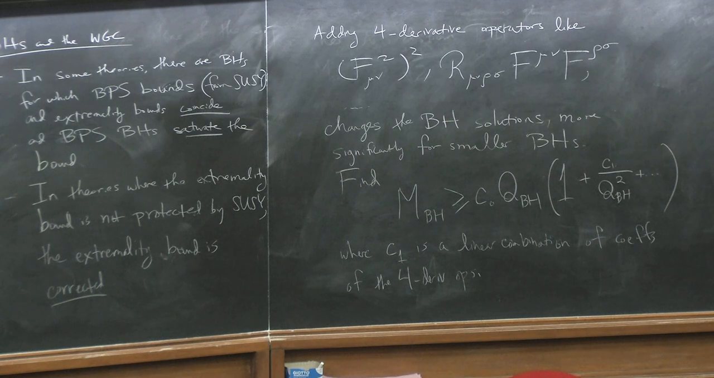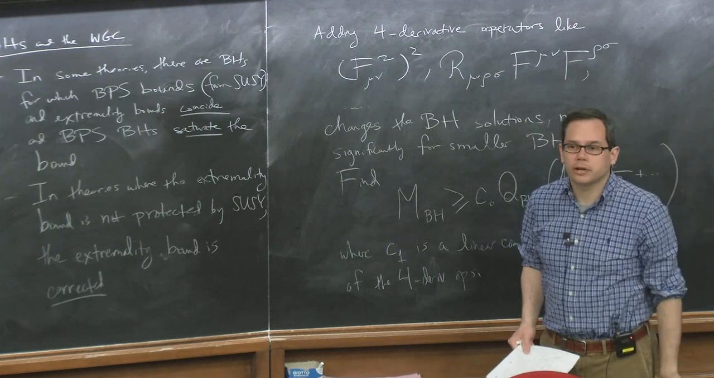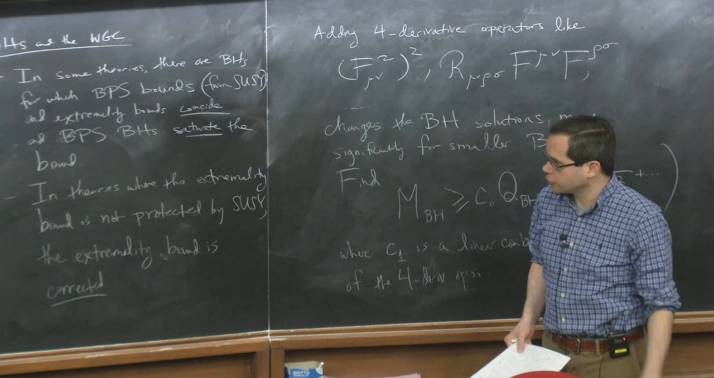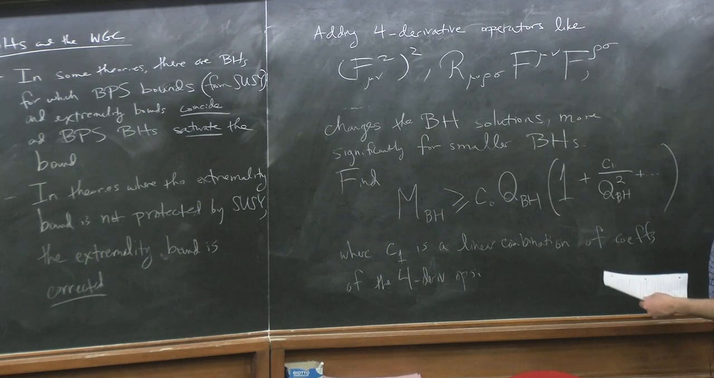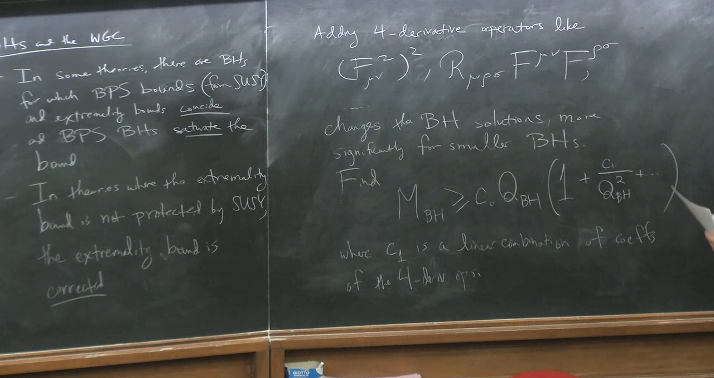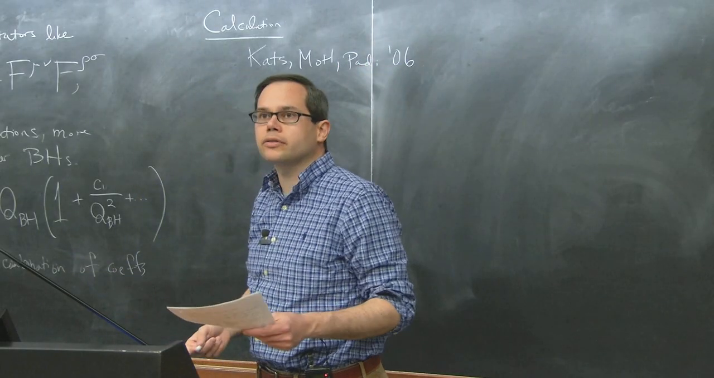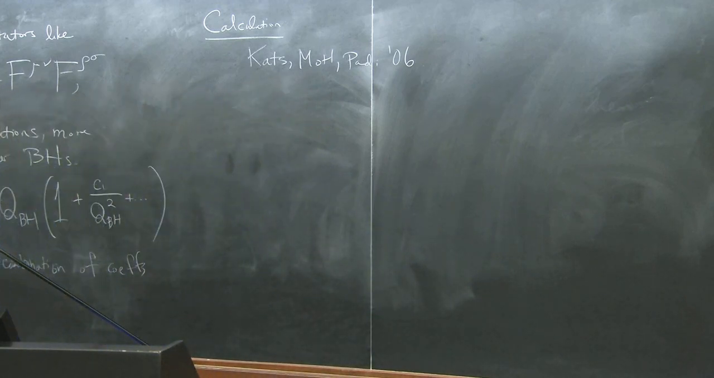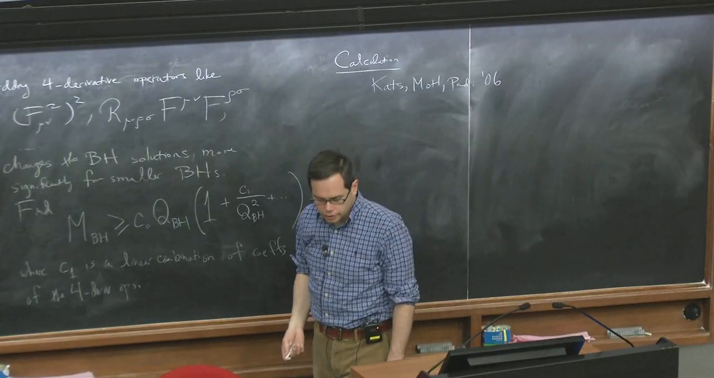So the extremality bound that we're used to is really a statement about Einstein-Maxwell theory with just the Einstein-Hilbert action and the minimal kinetic term for the photons. As soon as we start adding these more complicated terms, we get different results. And the calculation of the bound in the presence of these operators was done in a paper by Kats, Motl, and Padi in 2006. So if you want to know exactly how this coefficient C relates to the coefficients of these various operators, you can find it in that paper.